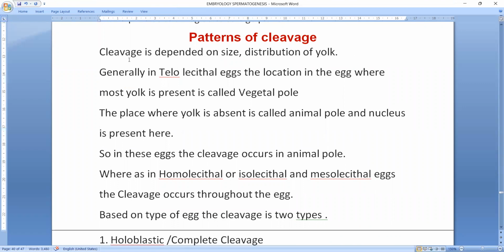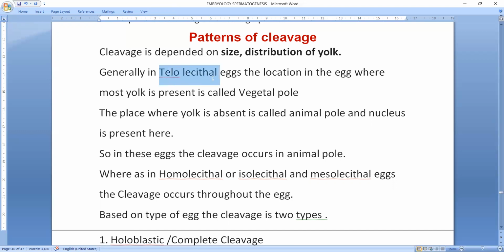Here, cleavage is generally dependent on the size and distribution of yolk. So which type of cleavage should occur? That mainly depends on the yolk substance, its size and its distribution. How much yolk is present, how it is distributed. So these two are the important factors that determine the types of cleavage.